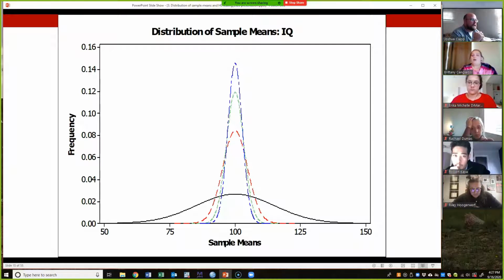Yep, exactly. So, for example, Brittany, let's say this is a value of, let's say right here where my pointer is, a value of 110. Is that a rare score for the red distribution?